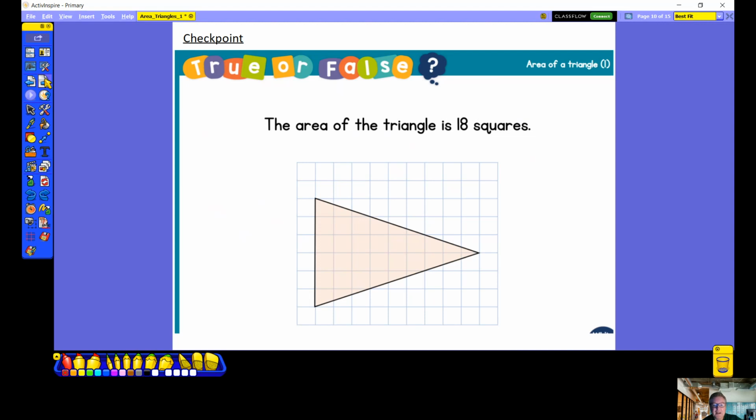Pause the video. Have a think about it. It's good to point at the squares. So it depends how you've got this, whether you've got it on screen or printed out. It's quite easy to lose your way otherwise. The other thing you could do is just draw it out. 1, 2, 3, 4, 5, 6 along, and then the height here. So this would be the height. 1, 2, 3, 4, 5, 6, 7, 8. It's like an isosceles triangle. Have a go.